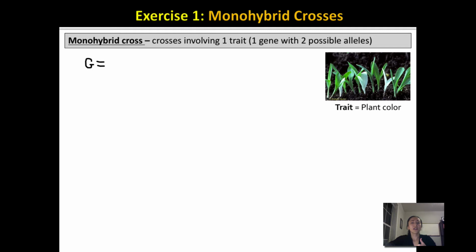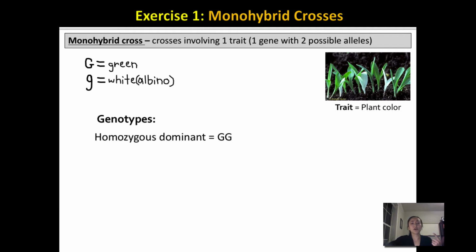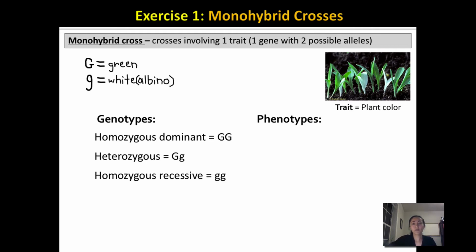So let's say our dominant allele causes the plants to be green. Our recessive allele causes them to be white. Well, what are the possible genotypes that could exist in this plant population? They could be homozygous dominant, they could be heterozygous, or they could be homozygous recessive. What type of phenotypes would be associated with each of these genotypes?